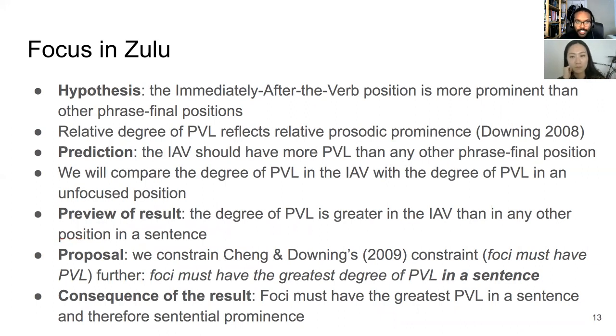So our hypothesis is that the position immediately after the verb (IAV) is more prominent than other phrase final positions. Previous work by Downing suggests that the relative degree of penultimate vowel lengthening reflects relative prosodic prominence. So our prediction is that the IAV should have more PVL than any other phrase final position.